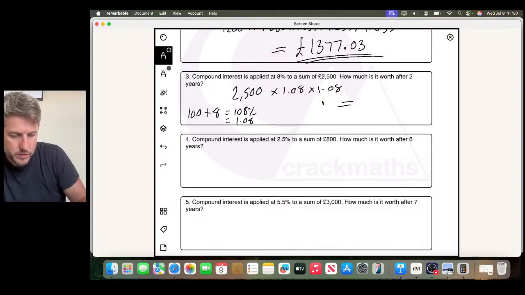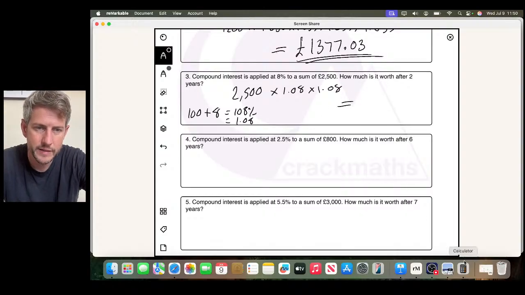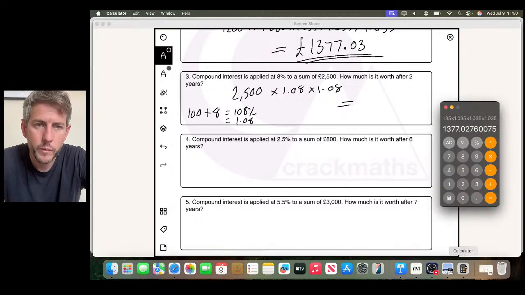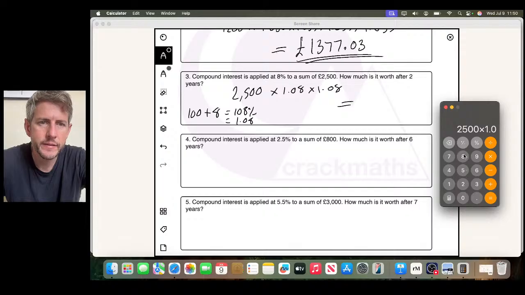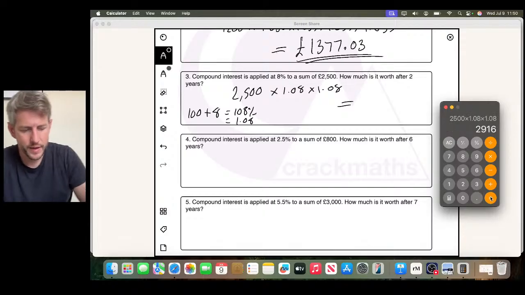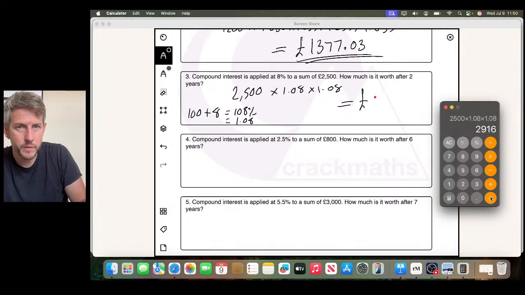Let's get the calculator, and we will have 2,500 times 1.08 times 1.08. And there we go. No decimal places this time. £2,916.